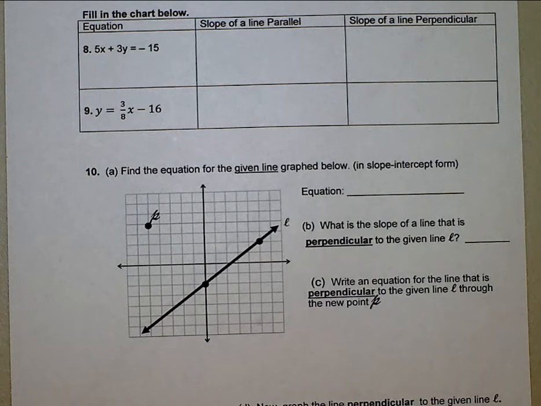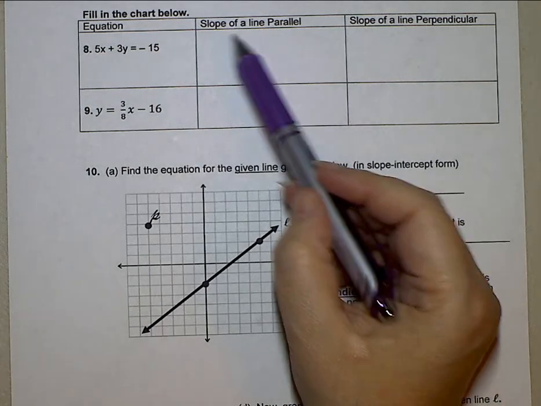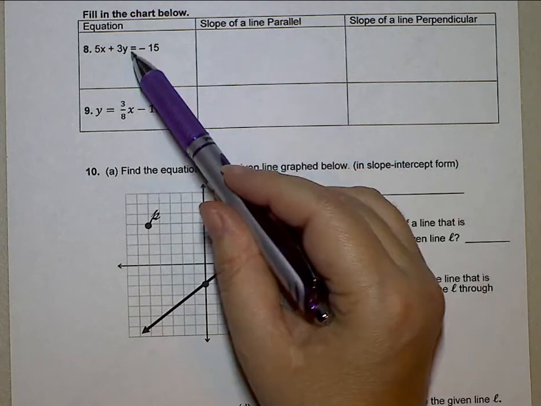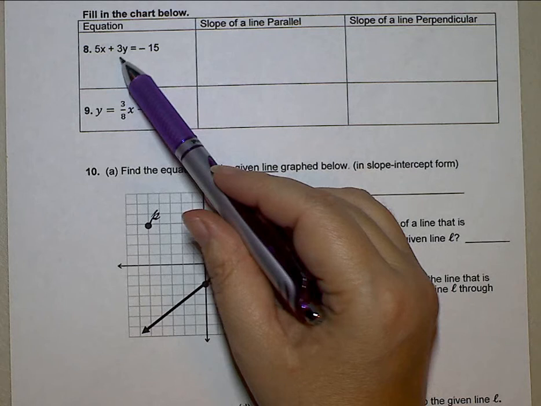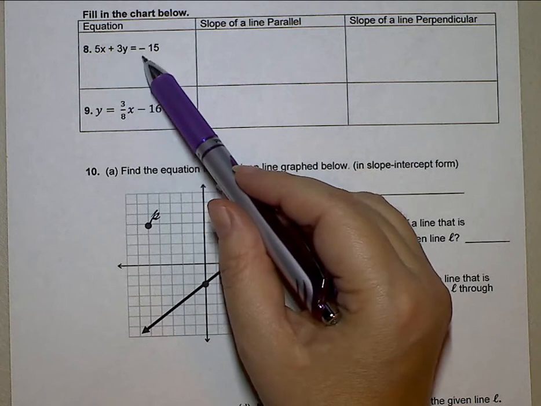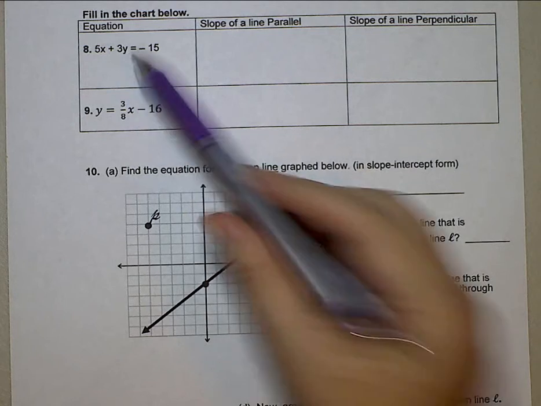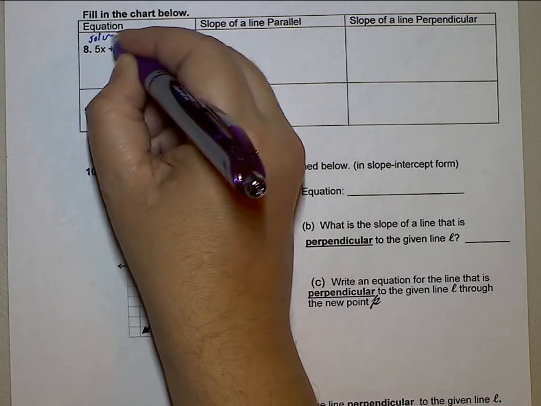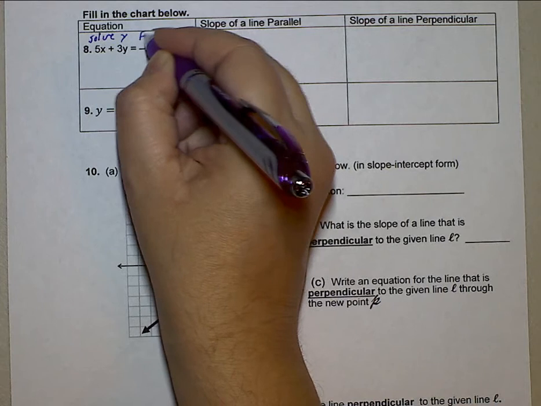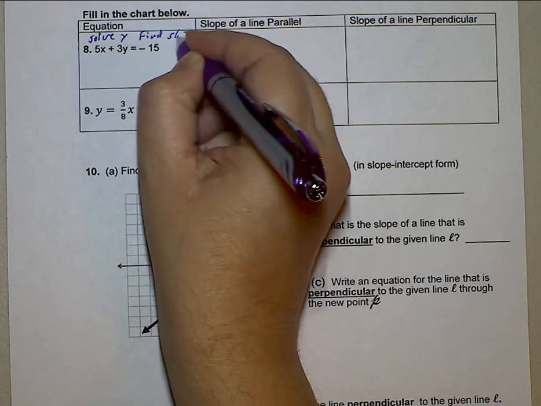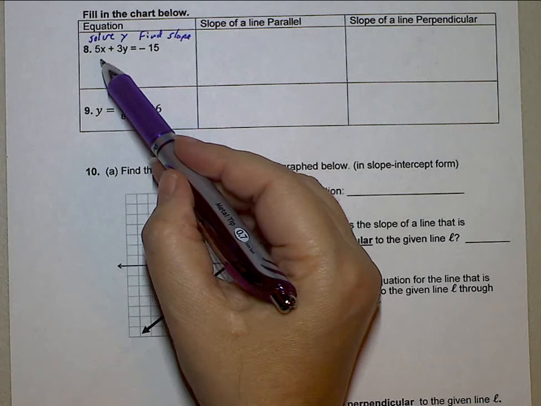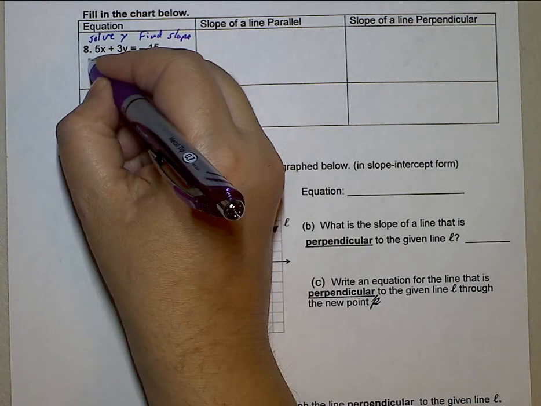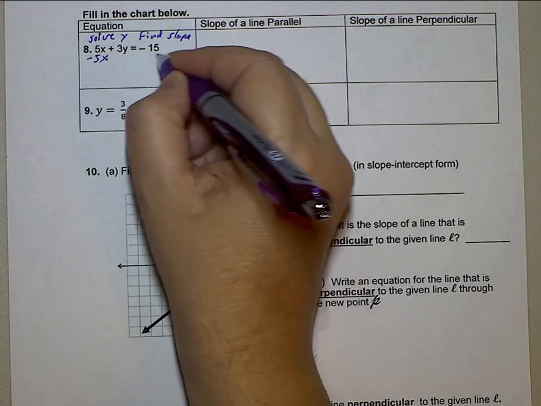Alright, so we have to find the slope of the parallel line. So we have to find the slope of this line first. How do I find the slope of this line? I have to solve for y, to find slope. What's the first thing I have to do to solve for y? I have to subtract 5x. Not just 5, but 5x.